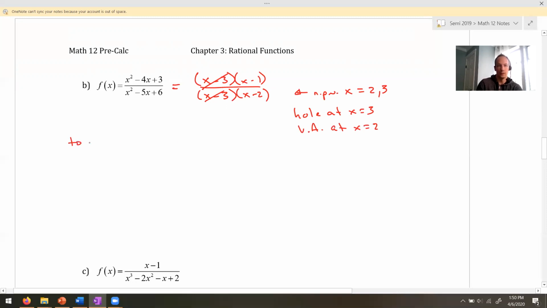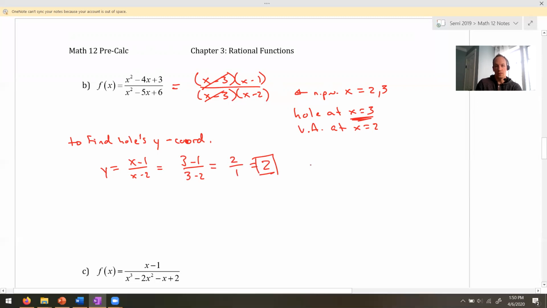So to find the hole's y-coordinate, we're going to take the simplified equation. This whole thing simplified down to y equals x minus 1 over x minus 2. And then we're going to enter the value x equals 3. So 3 minus 1 over 3 minus 2, and this becomes 2 over 1. So the y-coordinate would have to be 2. So what I can therefore conclude is the hole is at (3, 2).